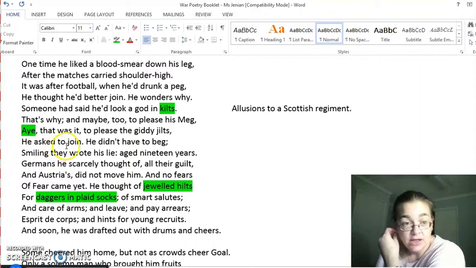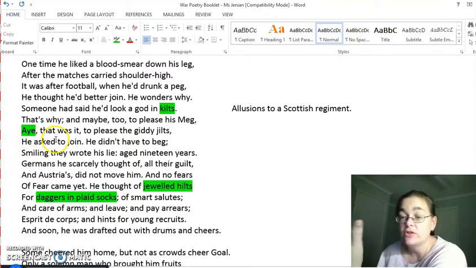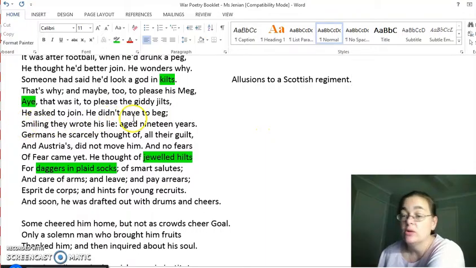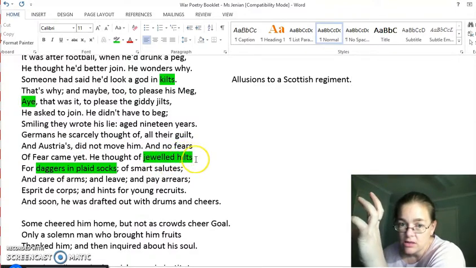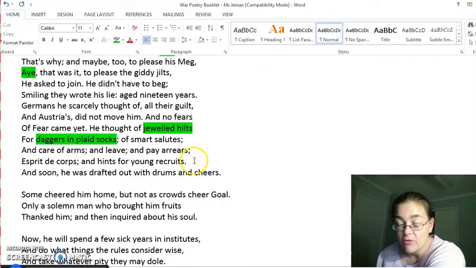So we've mentioned this slightly. So he went off to join the army. He didn't have to beg. They were like, yeah, that'll be great. Please join. They went along with his lie, saying that he was 19. He didn't think of the Germans. He didn't think of the Austrians. Wasn't worried about that. Had no fear. He was thinking of only the trappings of being in the army.